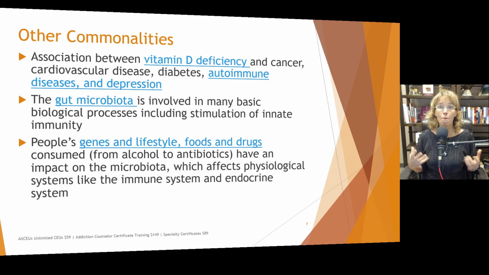We need the millions of different strains there are in our gut in order to function properly, in order to do what they need to do. People's genes, unfortunately, you can't change those, but also their lifestyle, the foods they eat, and the drugs they consume, from alcohol to antibiotics, have an impact on the bacteria in their gut. That affects the physiological systems like the immune system and the endocrine system. It's called the gut-brain axis, and you can read more about that if you want. You can read about leaky gut. We're going to talk a little bit about that in a minute.